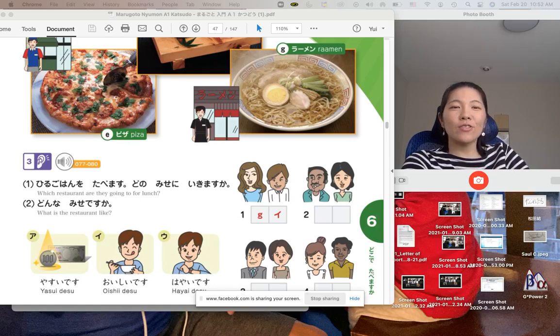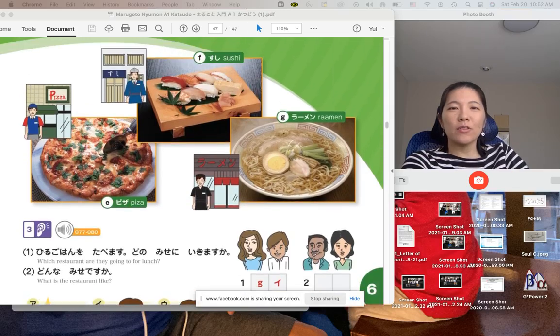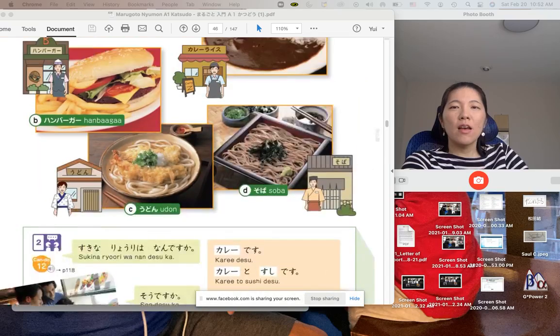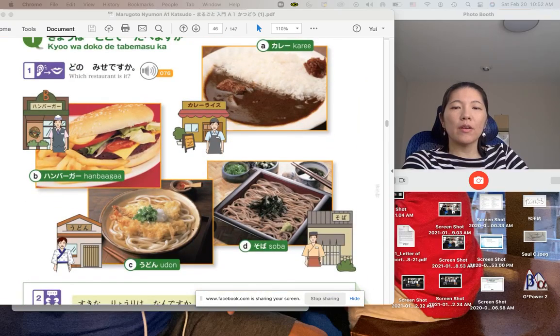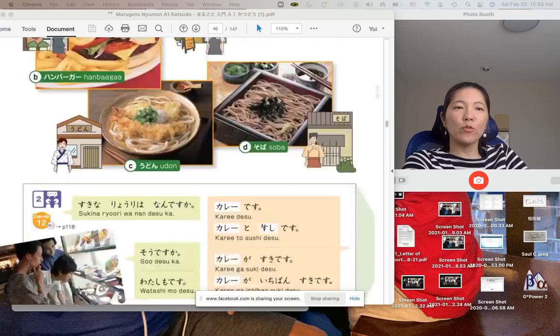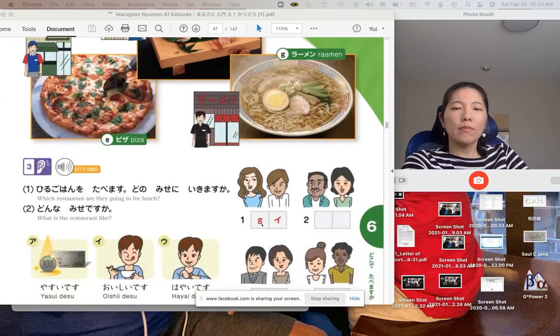Okay, let's listen to number 2. So you have to remember that there are other options, so ramen's gone, right? But we still have sushi, pizza, and all that on top. Curry, hamburger, udon, and so on. Noodles. Okay. Number 2.